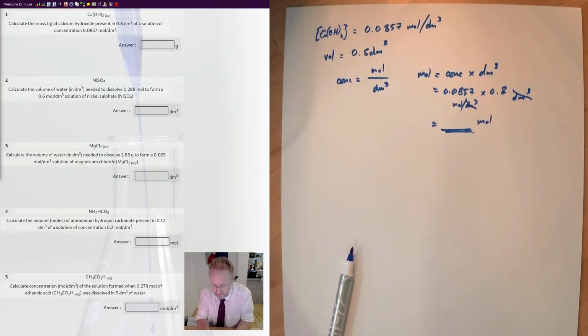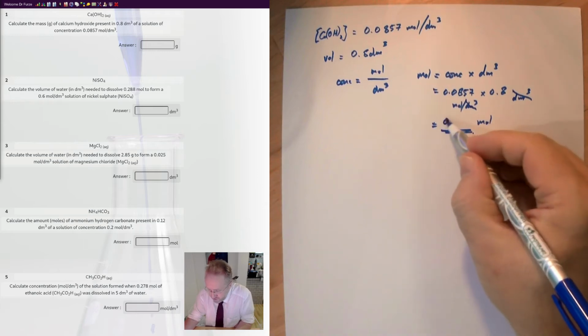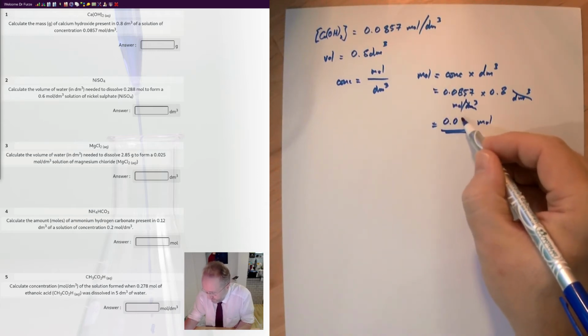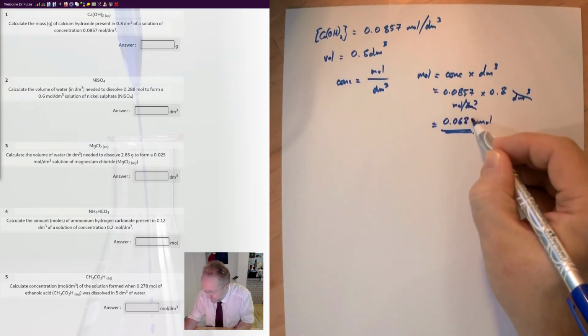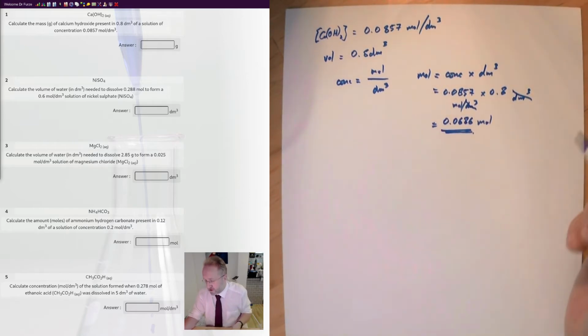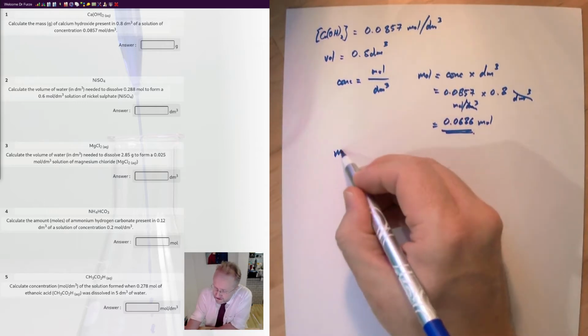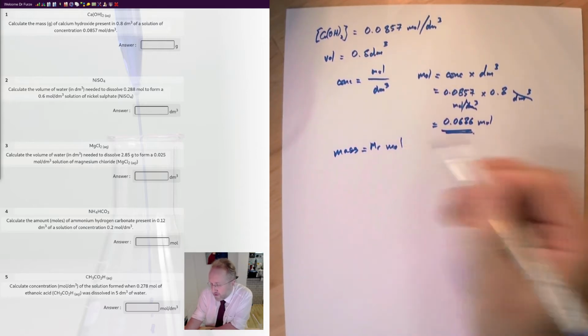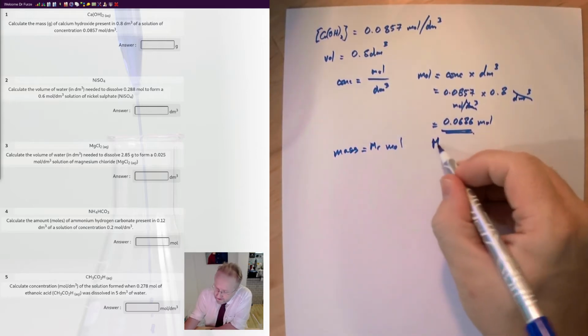0.0857 times 0.8, and that is equal to 0.0686 moles to 3 significant figures. Okay, now we need to use mass is equal to Mr times mole to work out the mass.